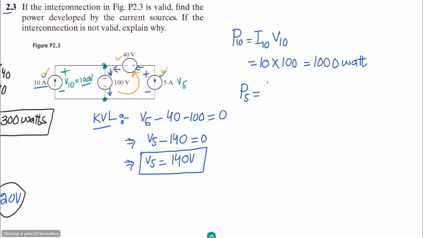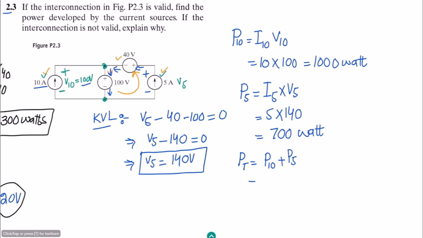The value of the power which this 5 amp source is developing, let me call it P5, is also I5 multiplied by V5. Do we know the value of I5? Because this is a current source, it is already known. 5 amperes multiplied by V5, which is 140, gives 700 watts. So the total power developed here, PT, is P10 plus P5. Adding them together, we get 1700 watts, and that is the solution of our question.